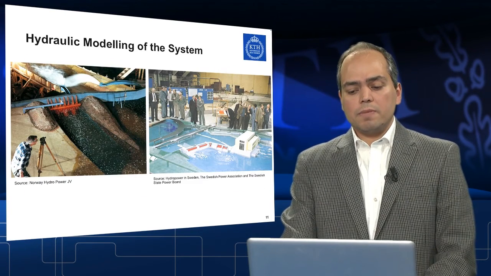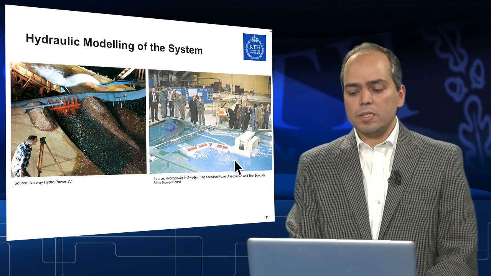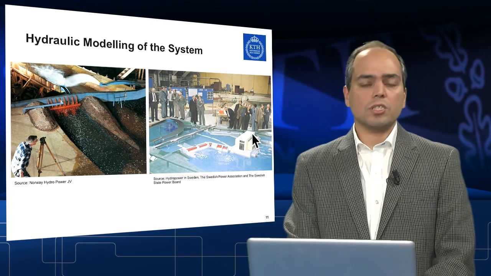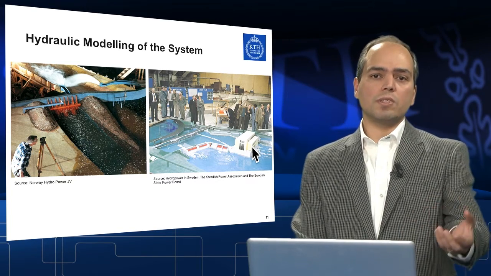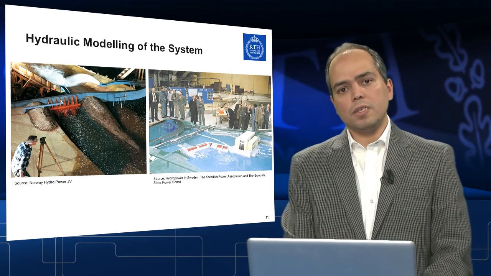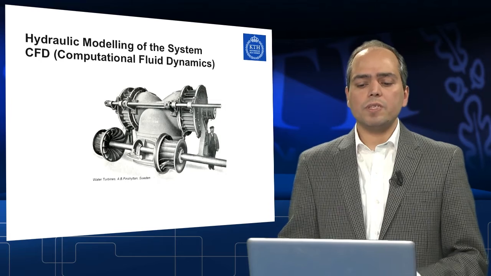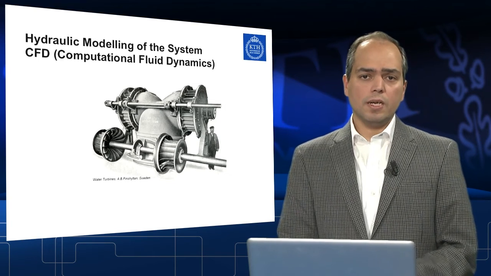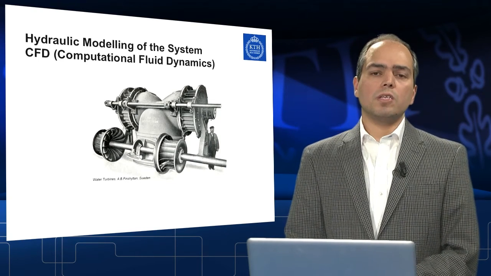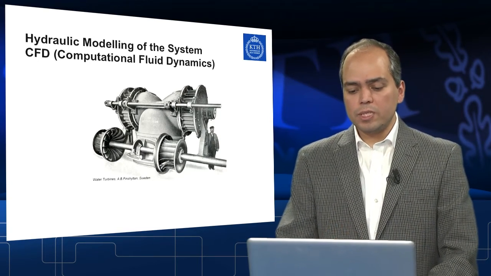Nowadays, you could see some other examples here, for example, how making a huge structure on a river could impact the downstream flow regimes, the downstream side of the power plant. But nowadays, CFD, or computational fluid dynamics, is very popular in order to make that sort of hydraulic modeling. Here you could see a very old turbine.